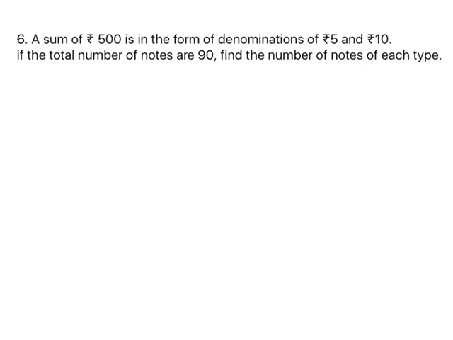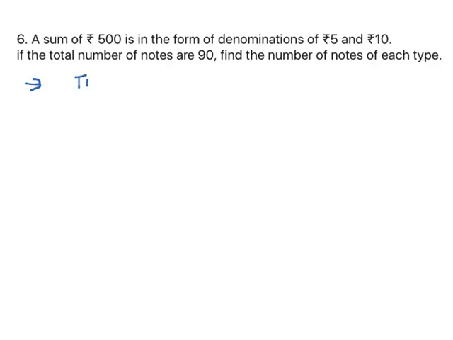Next question: we have an amount of rupees 500 in the form of rupees 5 and rupees 10 notes. So it means we have 500 rupees, with some notes of rupees 5 and some notes of rupees 10, and the total number of notes is 90. Then we have to find how many rupees 5 notes and how many rupees 10 notes we have. So first of all, we will see what is given in the question.